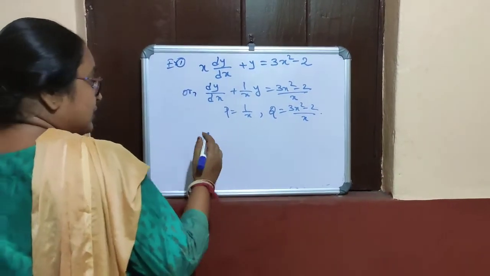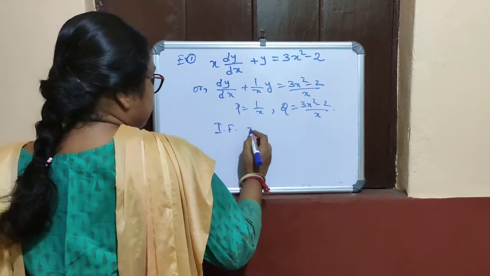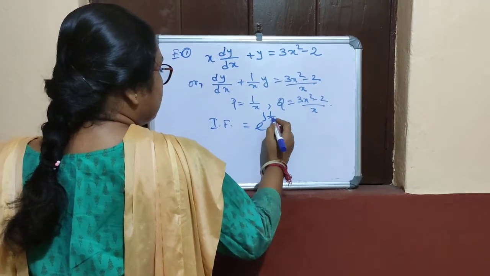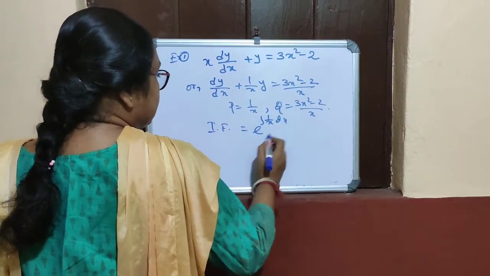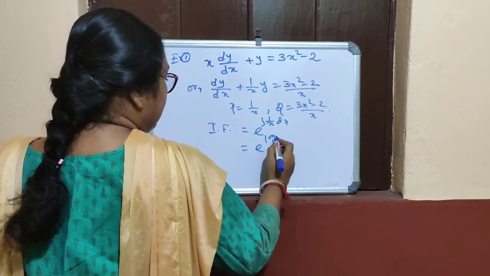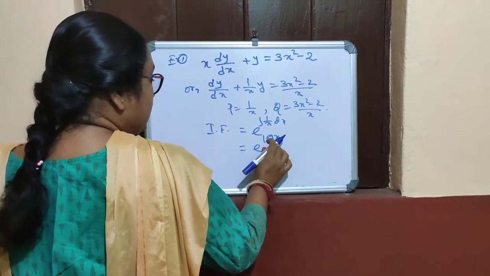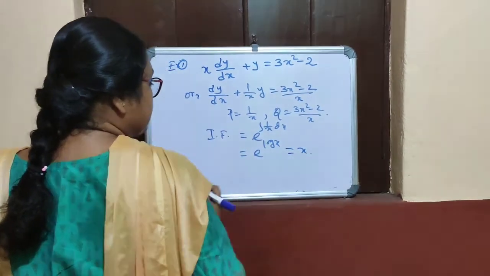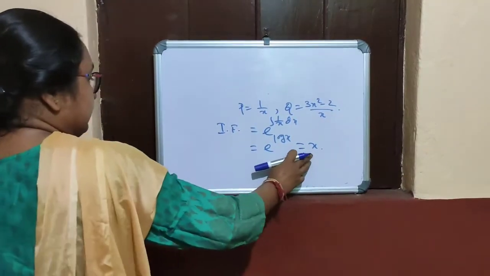I already told what the integrating factor is. This is equal to e to the power integration p dx, which is equal to e to the power log x. You know e and log cancel, only x is present here. This is the integrating factor, x.